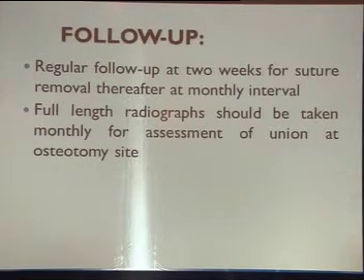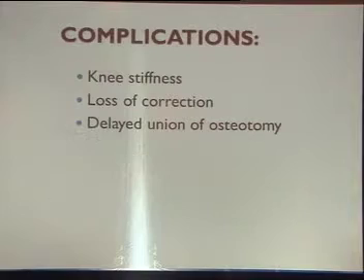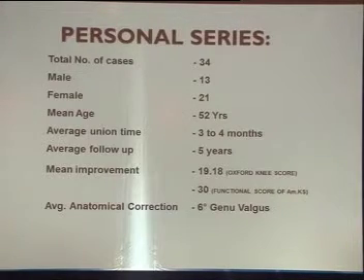Regular follow-up at 2 weeks for suture removal, thereafter monthly interval. Full length radiographs should be taken. Advantages: adjustability, large bone-to-bone contact, stability. Disadvantages: technically difficult, incompatibility with rotation correction, knee stiffness, loss of correction, delayed union at the osteotomy site. Total number was 34 and the anatomical correction average was 6 degree genu valgus.